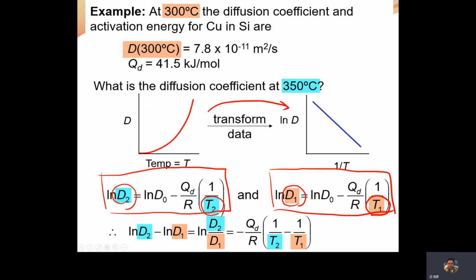Okay, so we just divided by natural log D2 over D1, right? We just divided by D2, D1. Okay, we got this, right? And this term equals the natural log D2 minus natural log D1, and equals to this term.